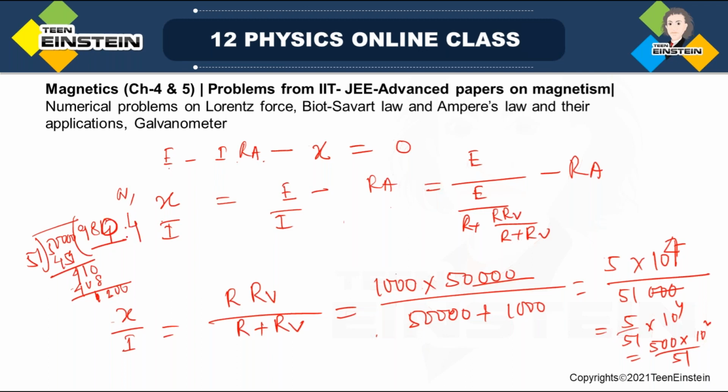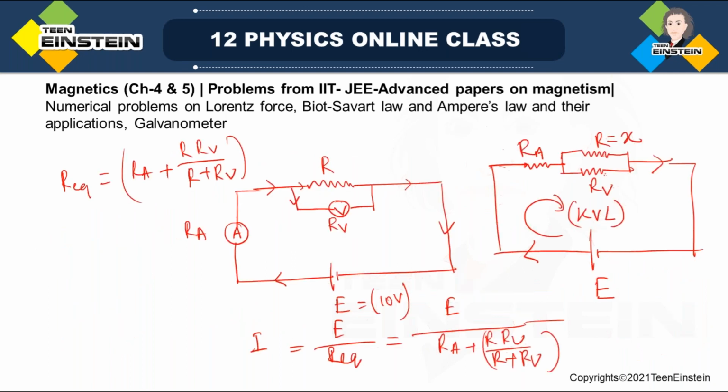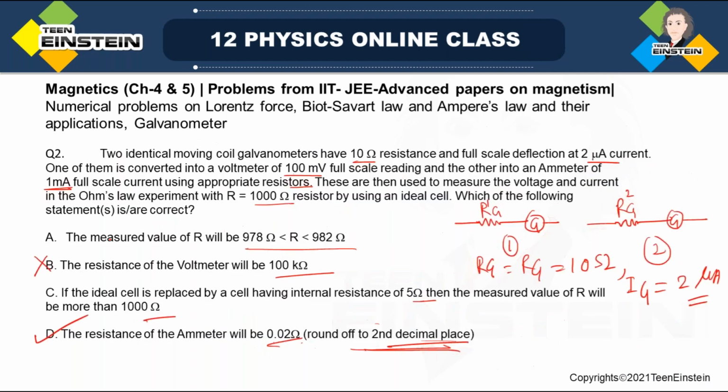So 980.4 is the resistance we will be able to measure with the Ohm's law. So the question was whether this measured value is in this range. We have obtained that we'll find out this resistance from Ohm's law, which is actually coming under this range. Okay, coming under this range. So this is also correct.